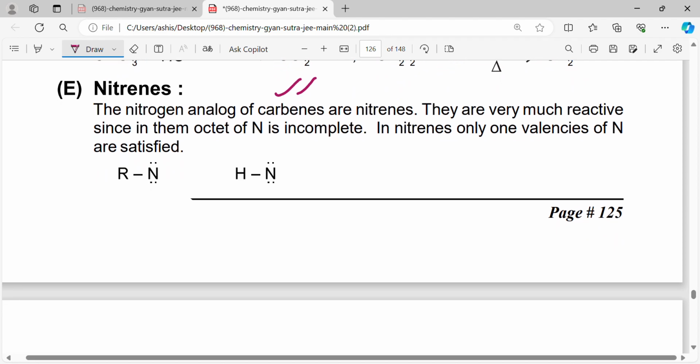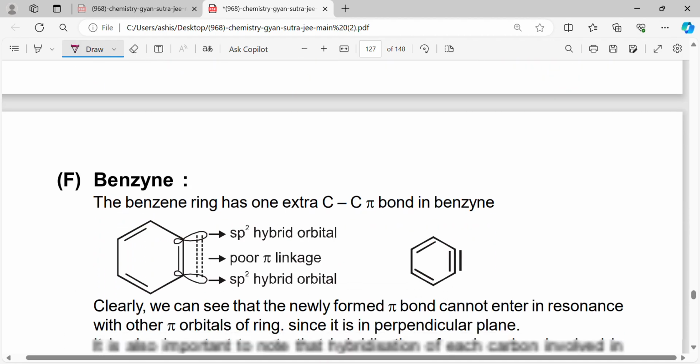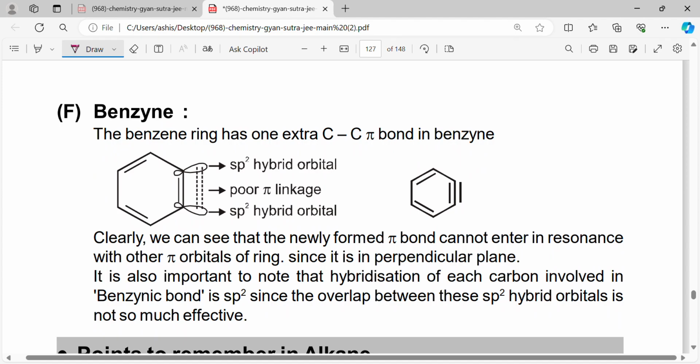Nitrene. The nitrogen analog of carbene is called nitrene. They are very reactive since in them the octet of nitrogen is incomplete. And in nitrene only one valency of nitrogen is satisfied. These are the examples of some nitrenes.